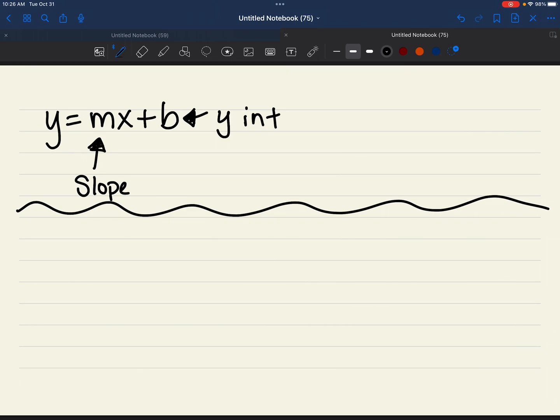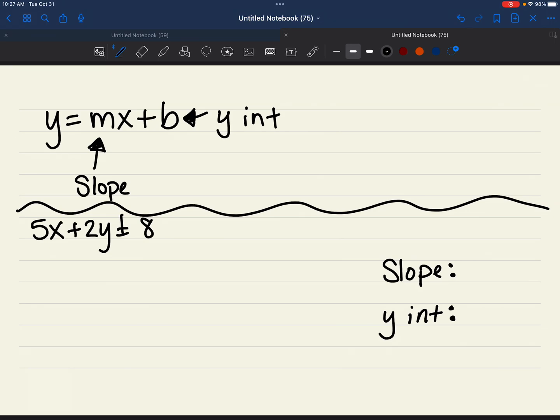Here's what we're going to look at today. Let's say they give you an equation, 5x plus 2y is equal to 8. And they want you to identify what is the slope, what is the y-intercept. Can I identify the slope and the y-intercept when it's in this form? No. I don't know it yet because it's not in what form? It's not in y equals mx plus b. But can I move things around to get it in that form? Yes. Now we've done stuff similar to this.